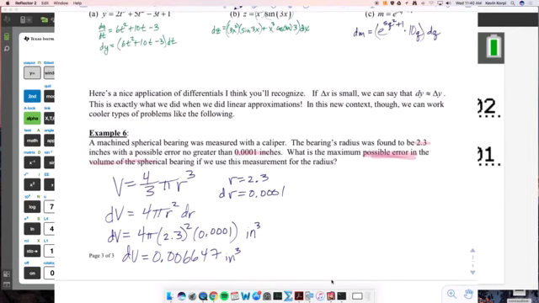All right, so there you go. That's one application of differentials when you're trying to find maximum possible error. We're done with this section. Yay.